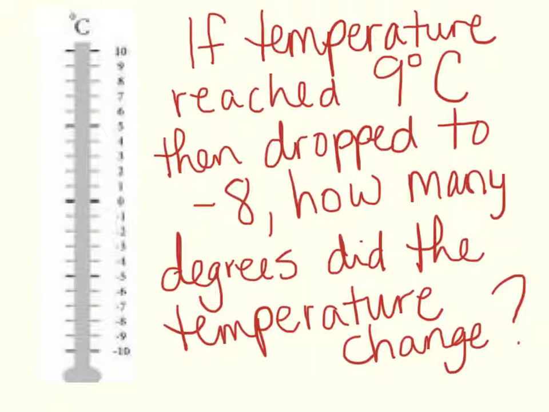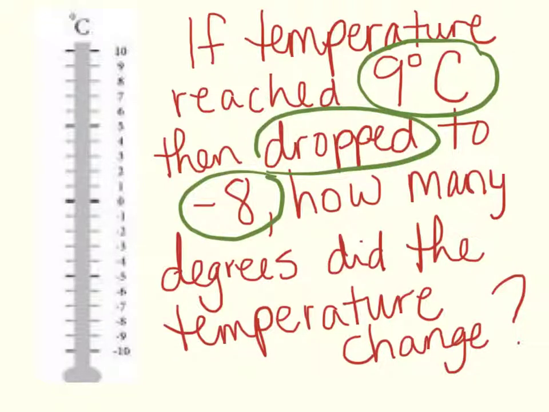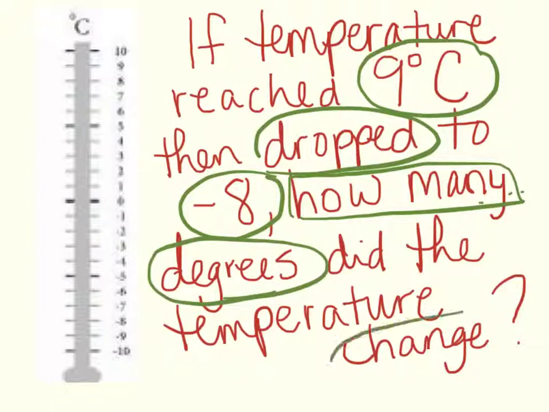There might be a similar equation with temperatures. If a temperature reached 9 degrees and then dropped to -8, how many degrees did the temperature change? Again, when we look at our keywords, we have 9 degrees, dropped to -8 degrees, and then the phrase how many, which continues, how many degrees did it change? Looking at that type of question, we are hopefully starting to realize we're going to need absolute value.